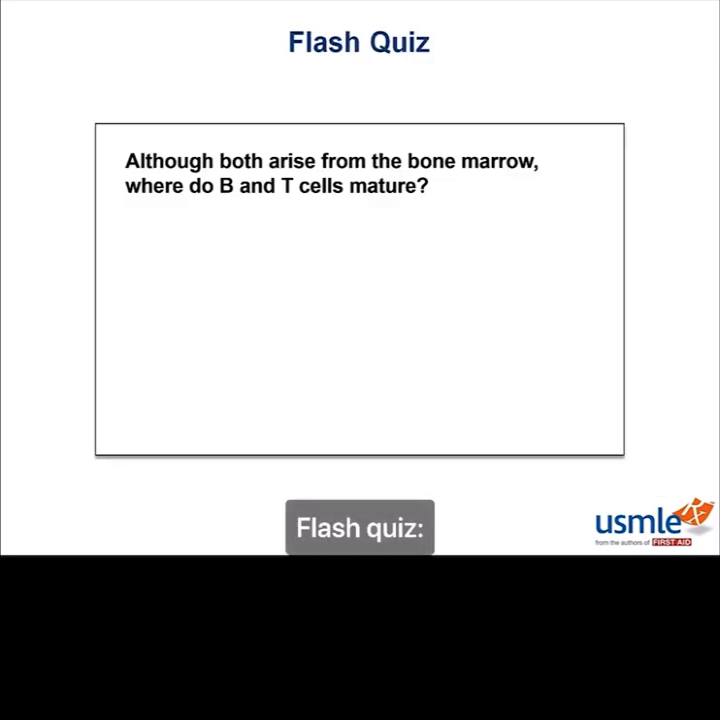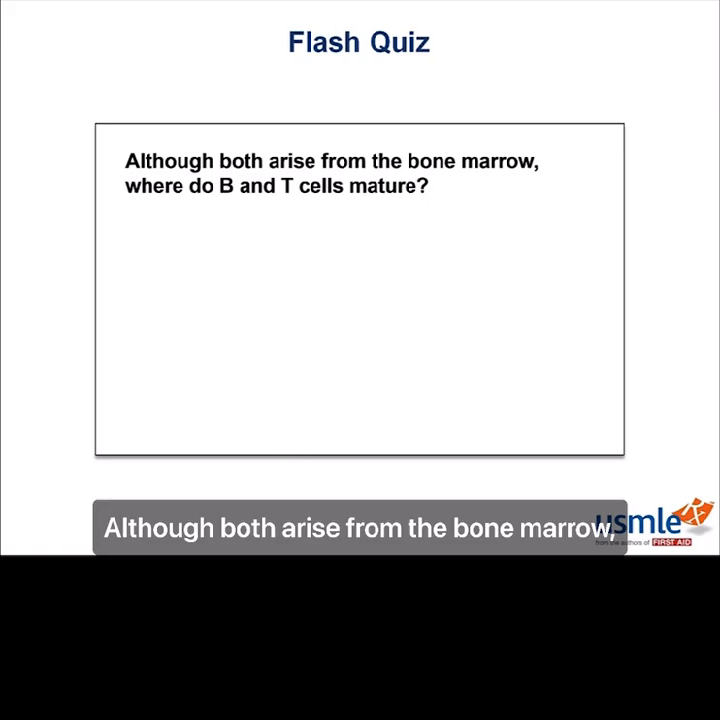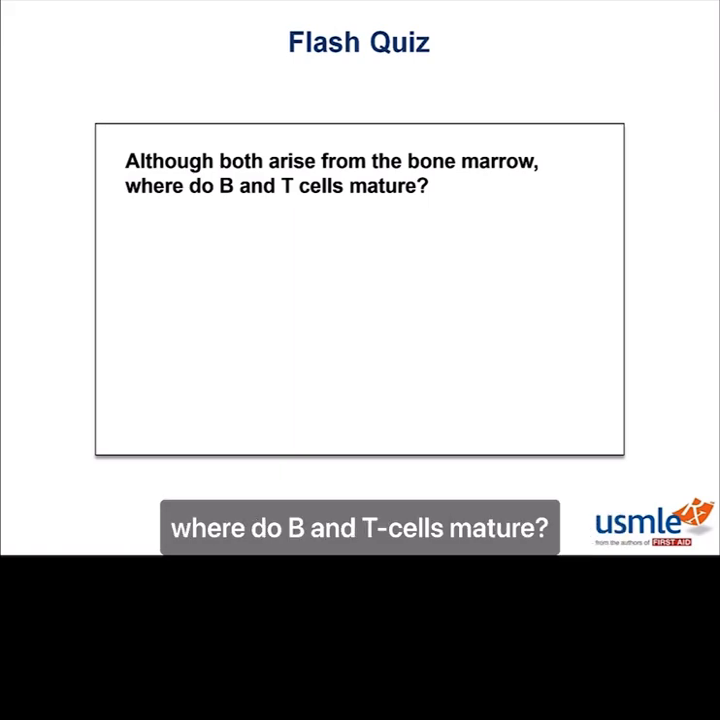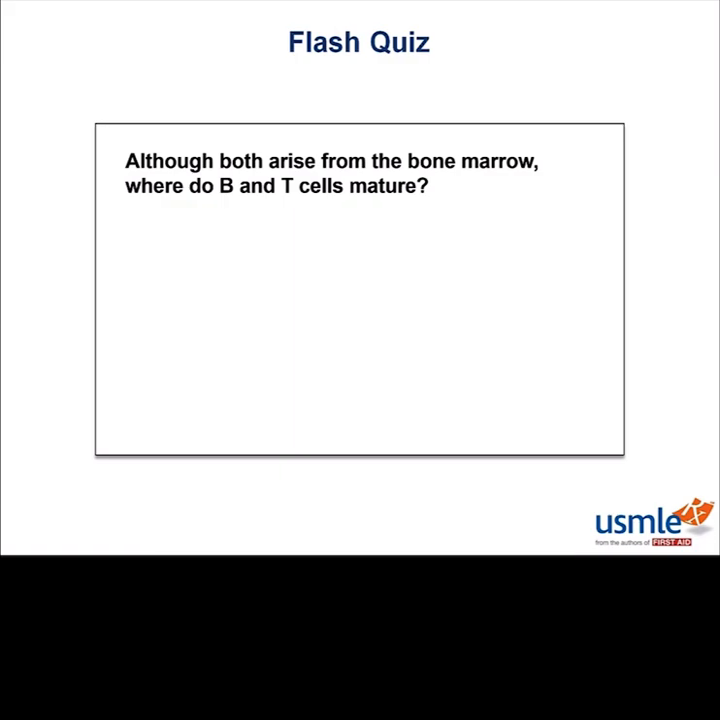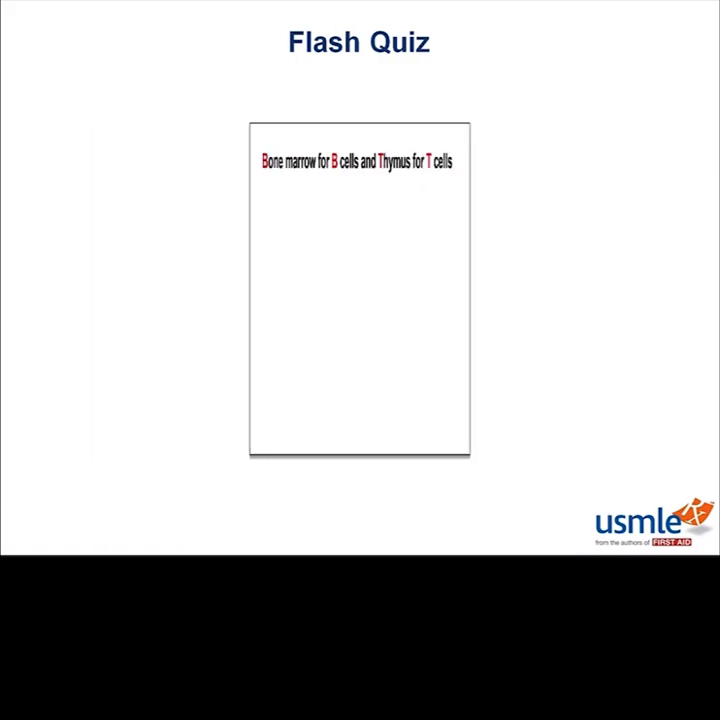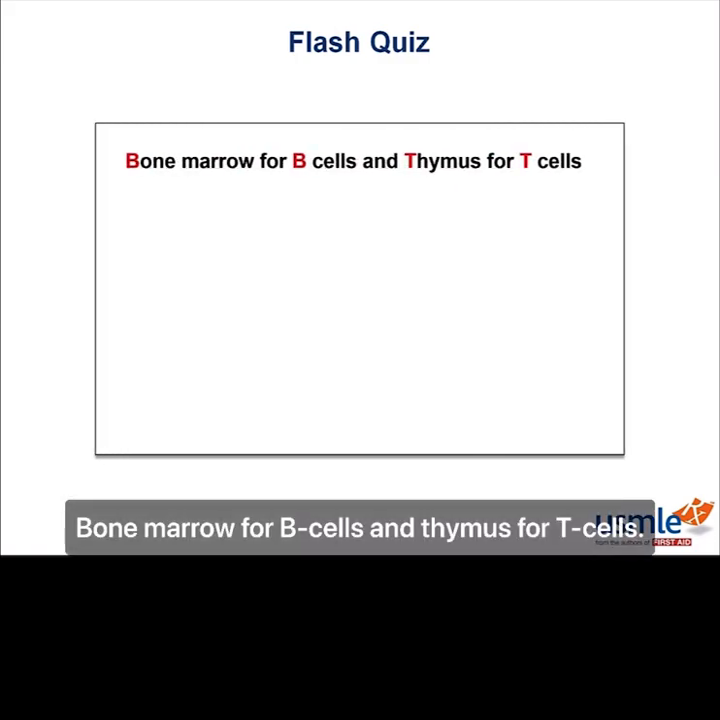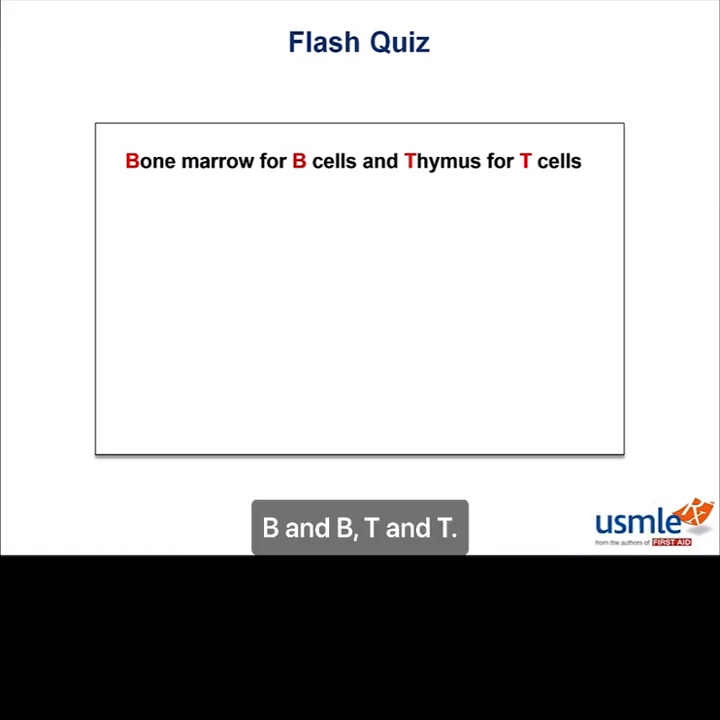Flash quiz. Although both arise from the bone marrow, where do B and T cells mature? Bone marrow for B cells and thymus for T cells. B and B, T and T.